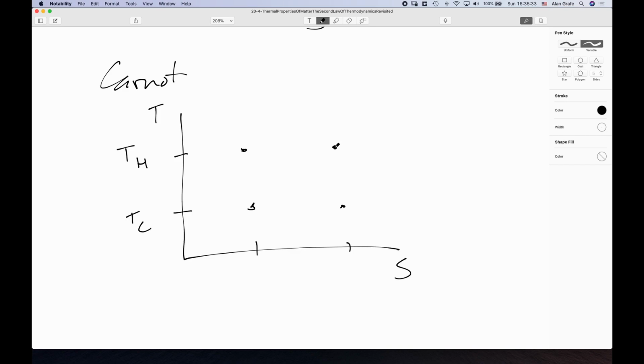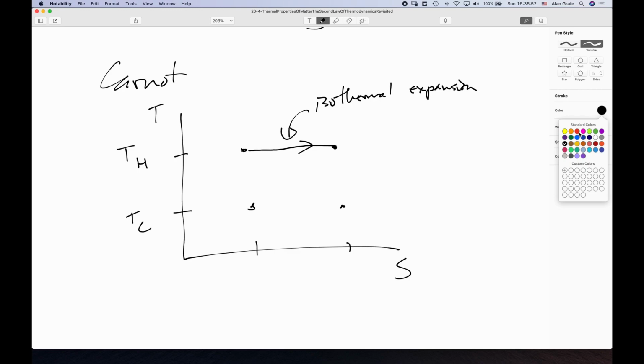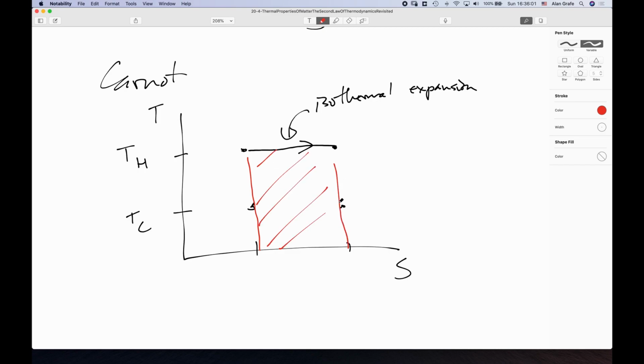So his reasoning goes like this. Let's think about the power stroke. The most efficient possible power stroke you could have would be an isothermal expansion. And this is because this would maximize the amount of heat per cycle that I could get out of the hot reservoir. This whole area right here would be my Q hot.